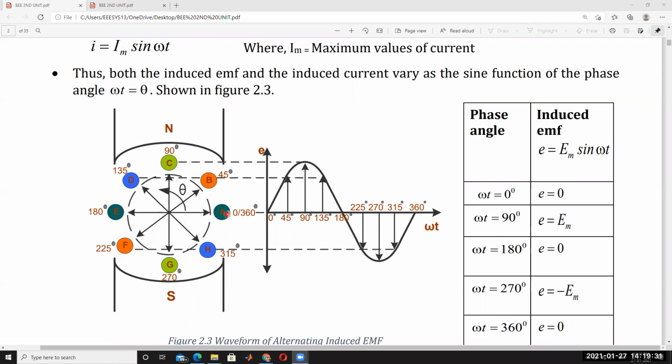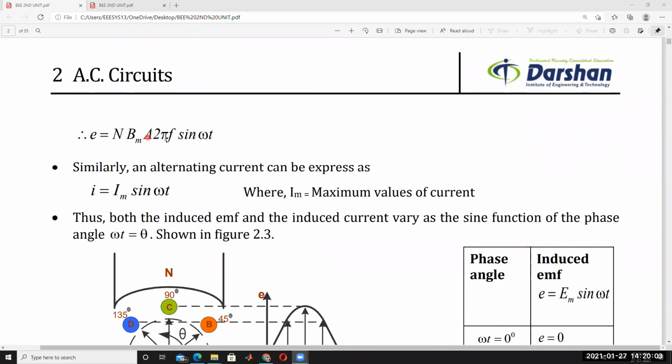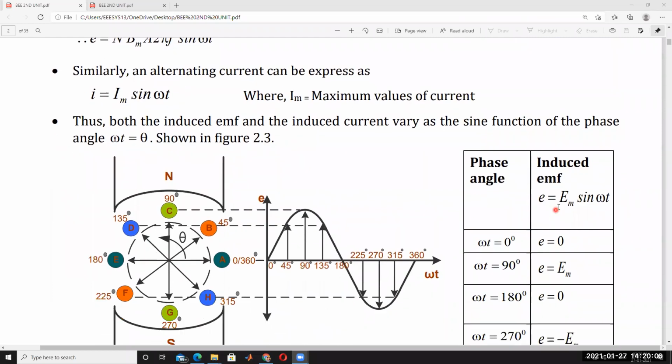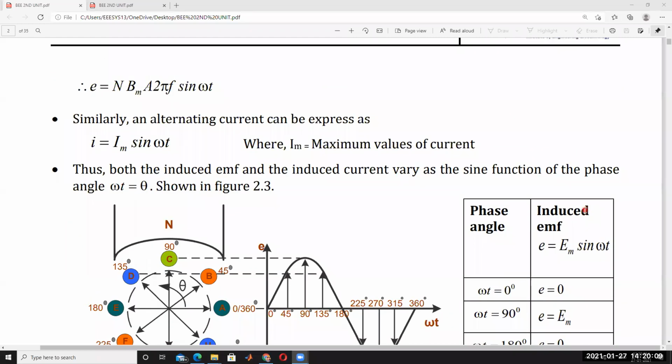So here 0 degrees, 45 degrees. This is the sine function. So 0, 45, 90 is maximum, and 135, 180, 225, 270, 315, 360, like this. By substituting all the values of the phase angle, we'll get different values of induced EMF. For omega t equal to 0, substituting in this equation, E is equal to Em sin omega t, where Em is equal to n into Bm into A into 2 pi f.